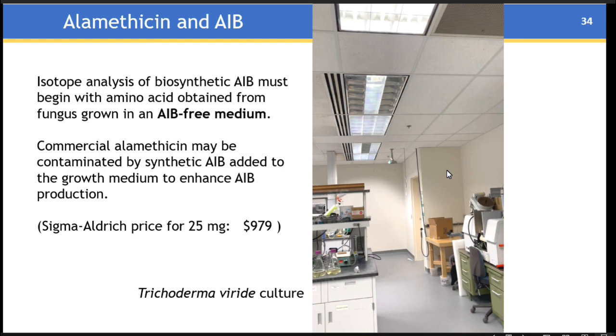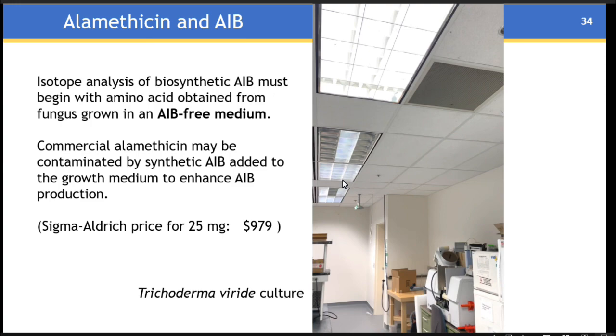Also, if you ask companies such as Sigma if they do that or not, they won't tell you. It's a trade secret on how they make their alamethicin and all their chemicals, as a matter of fact. So the bottom line is you've got to make your own, and that's why I've spent a good deal of time figuring out the easiest way of doing it. Another reason is that it's damned expensive, nearly $1,000 per 25 milligrams.